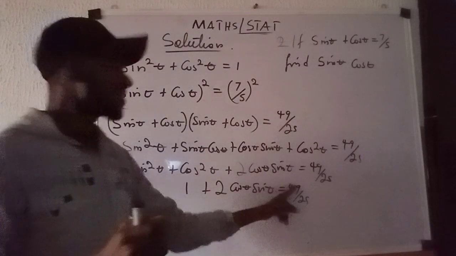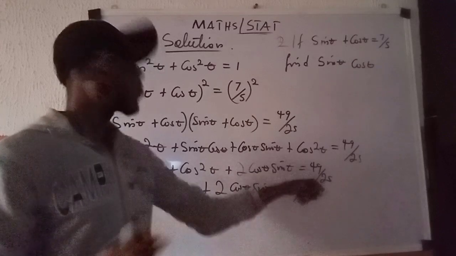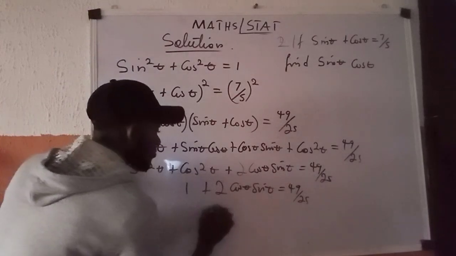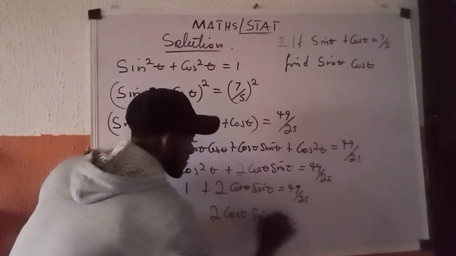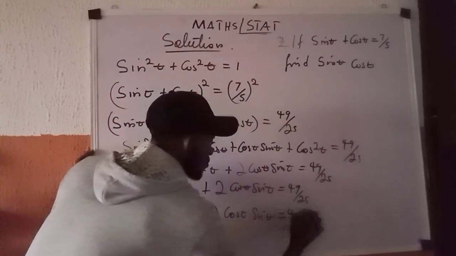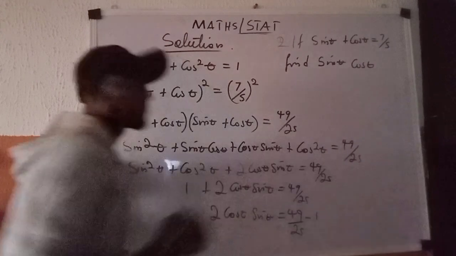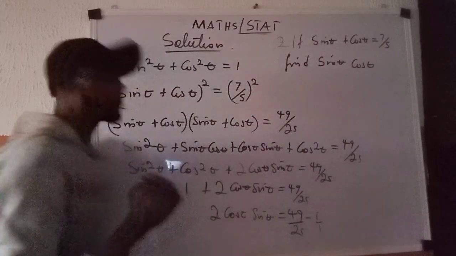This one and this are like terms and should be collected together. So this one will go over there, and this one going over there, what we are going to have here becomes what? 2 cos theta sin theta is given as what? 49 all over 25 minus what? 1. You can say 1 all over what? 1, without changing anything.